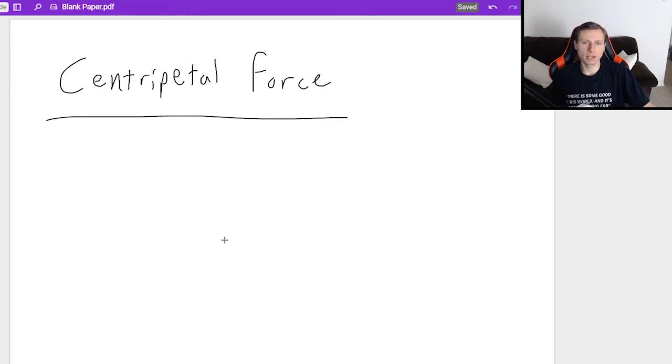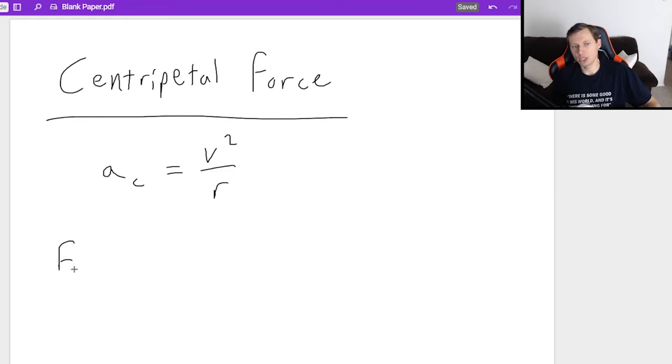Today we're going to be looking at some example problems with centripetal force. So in case you missed the last video, or you just need a recap on what the equations are, here are the equations we need to know for centripetal force. Number 1, centripetal acceleration, a sub c, is equal to v squared over r. It's the velocity over the radius of your circle.